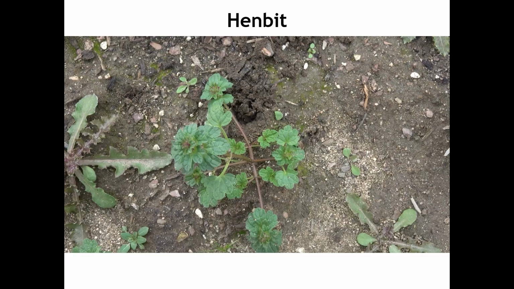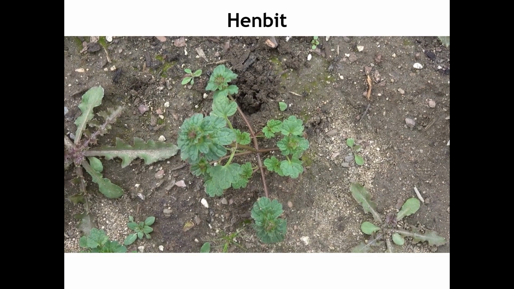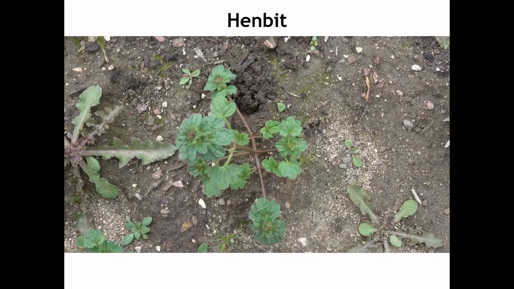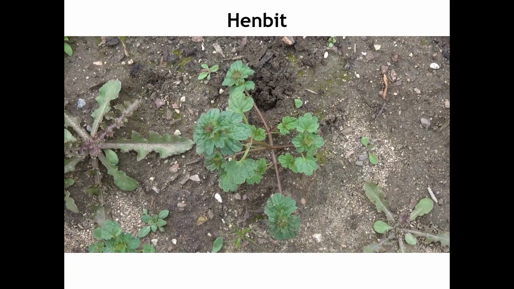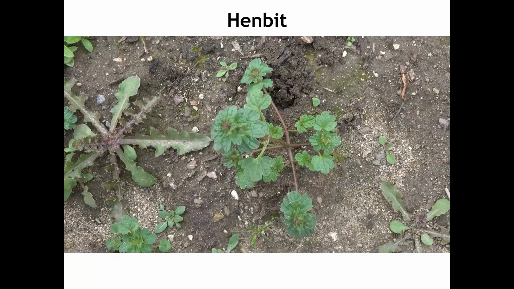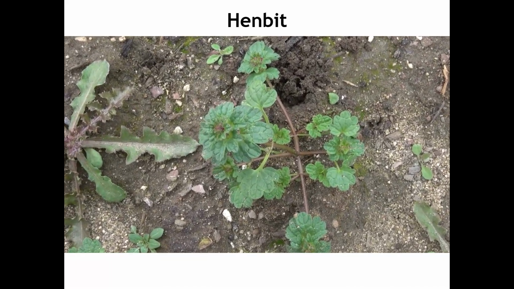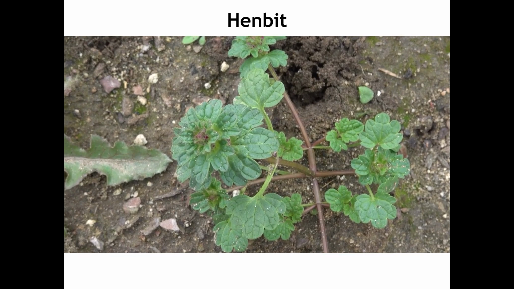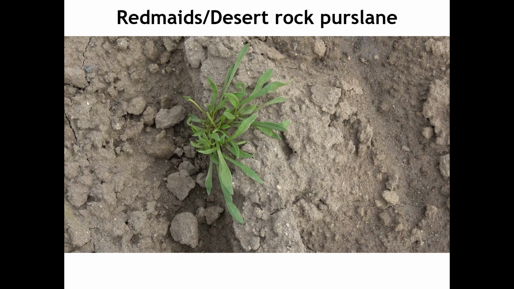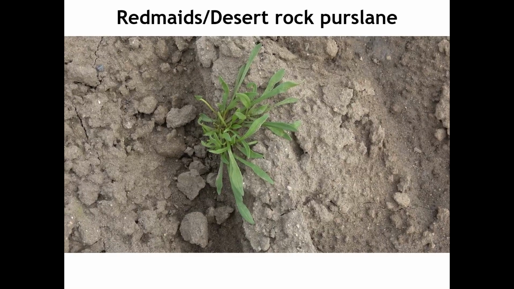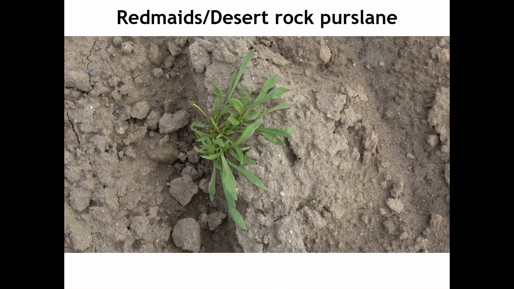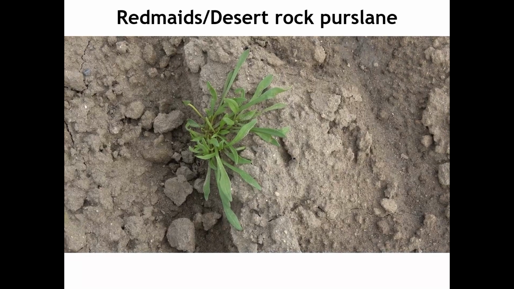For example, here's a video of henbit. It sort of probably reminds you of mint in this case, and you can see it in this particular picture. As opposed to red maize, which has more elongated leaves, it is more prostrate in growth habit. But I've seen people confuse the two quite often. So this is red maize.